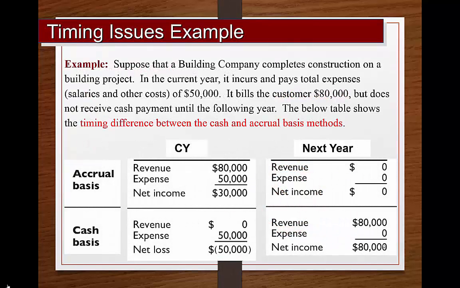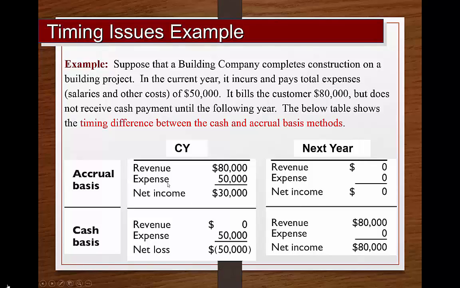Suppose a building company completes construction on a building project. In the current year, it incurs and pays total expenses, such as salaries and other costs, of $50,000. It bills the customer $80,000 but does not receive cash payment until the following year. The table below will show the timing difference between the cash and accrual basis methods.